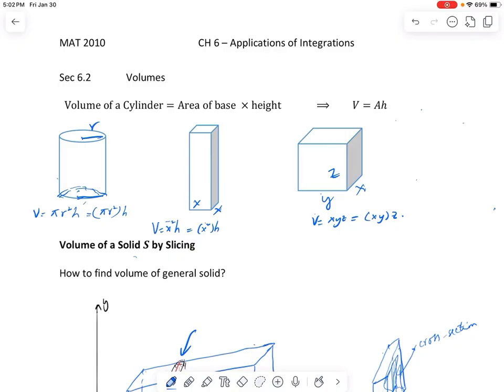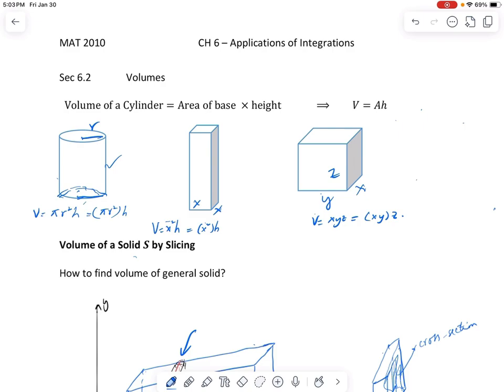Section 6.2, Volumes. In this section we are going to see how to find the volume of a solid. We will see different shapes and different methods.